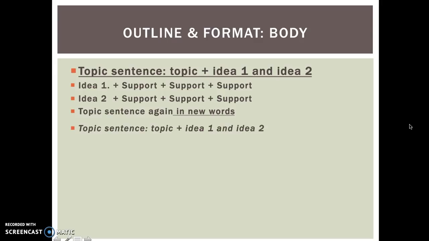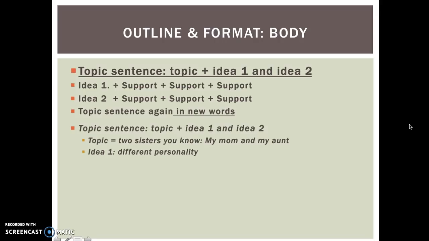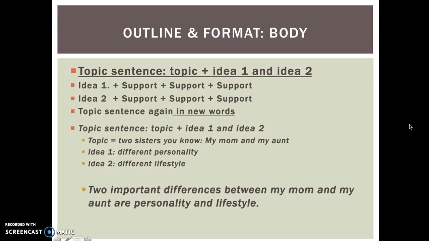So here's my example. For my topic sentence, I want to write about my topic, 2 sisters you know, my mom and my aunt, and my idea 1 and idea 2. So idea 1, they have different personalities. Idea 2, they have different lifestyles. So to put these 3 together, I will say 2 important differences between my mom and my aunt are personality and lifestyle. That's going to be my topic sentence, the first sentence from my body.